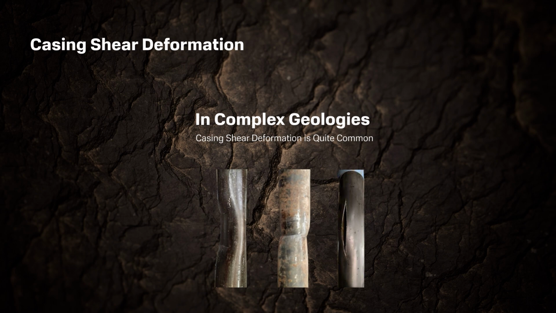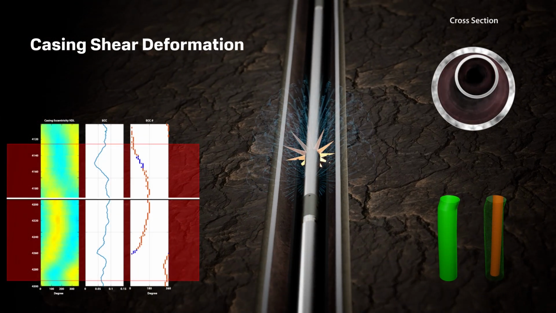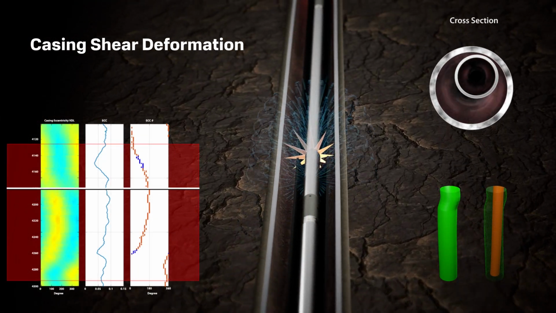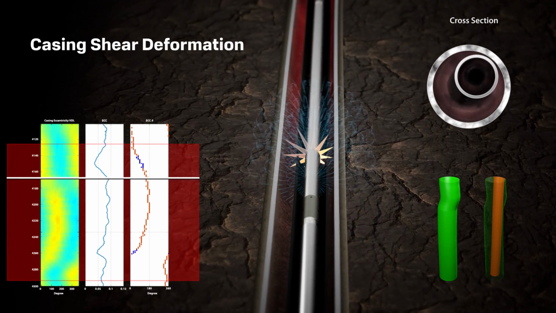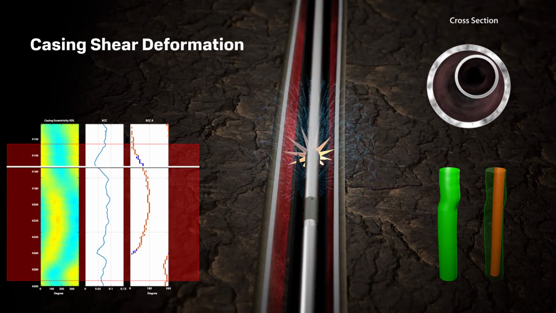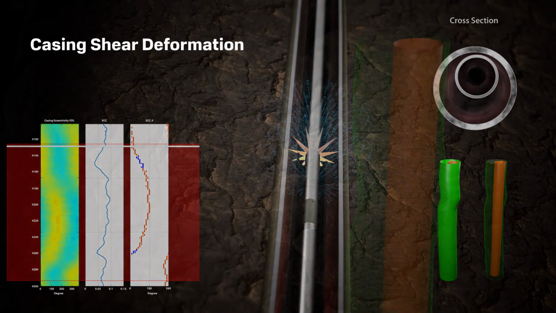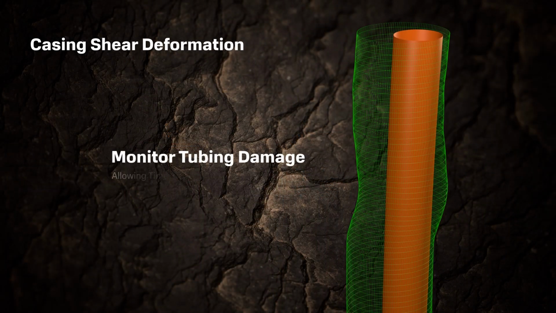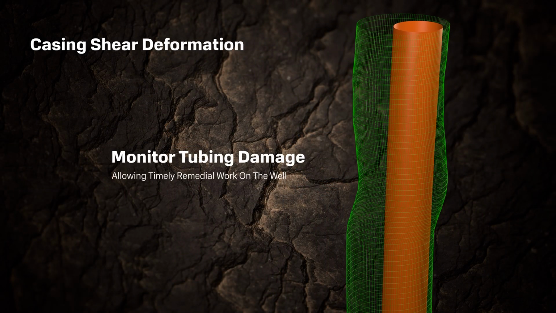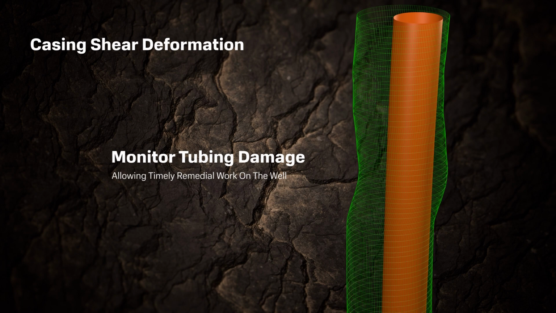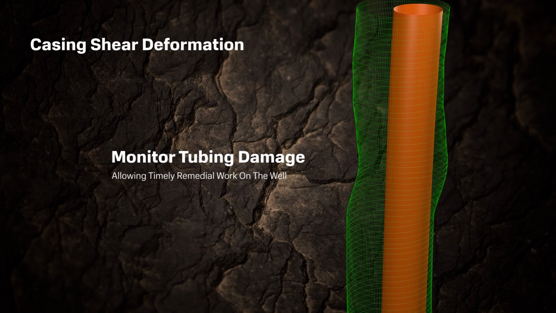The DEC tool permits monitoring of the progress of these casing issues without having to pull the tubing, as shown in this field case where the casing presents some light shear deformation. In this well, the tubing is intact, but the DEC can be used to periodically monitor the tubing damage or entrapment risk as the casing deformation worsens, allowing timely remedial work on the well.